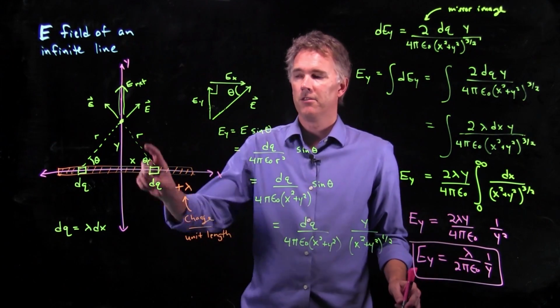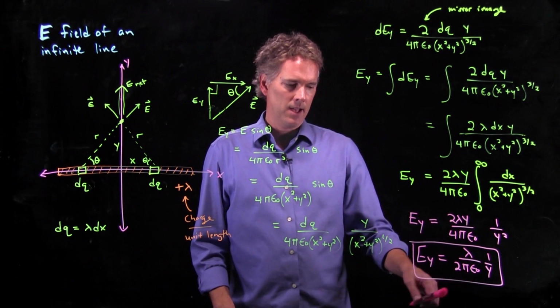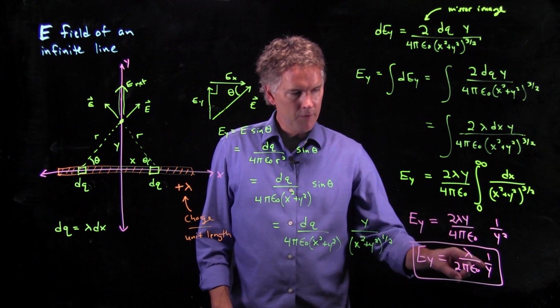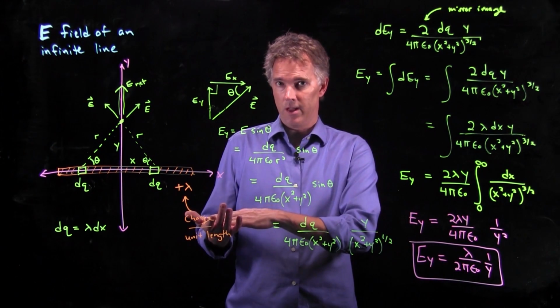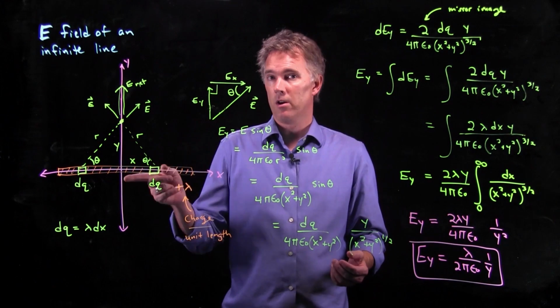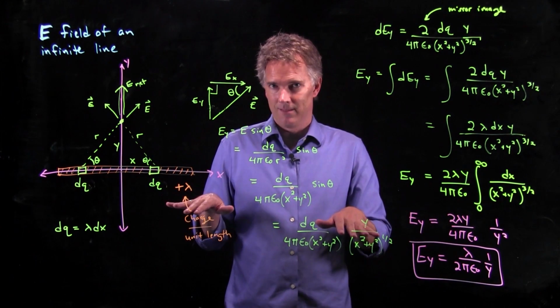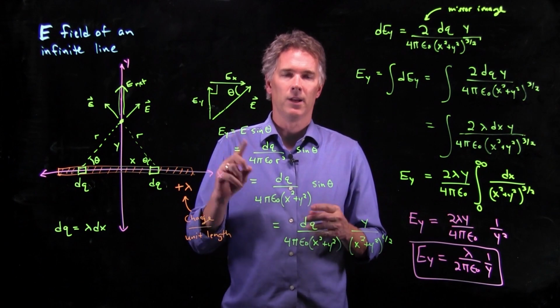What's the electric field a distance y away from an infinite line charge? It's that right there. And it's sort of interesting that it falls off like 1 over y. Remember the point charges fell off like 1 over r squared? This thing falls off like 1 over r. What about a plane? As we're going to see, a plane, in fact, has a constant electric field above it.